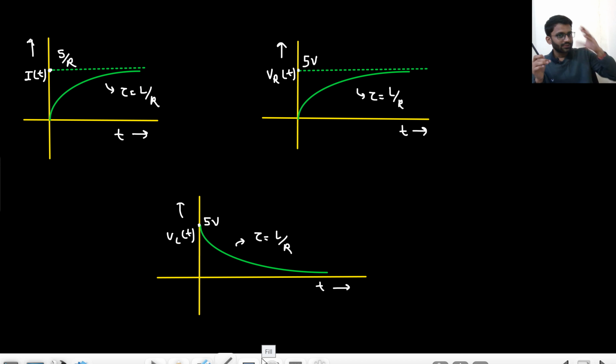The voltage across the inductor is slowly reducing because of the increase in current. If the current is increasing, that means there is a drop across the resistor, so the drop across the inductor is reducing. The drop across the resistor is increasing, but still the current will increase. Why will the current increase? Because the voltage drop is in the same direction.